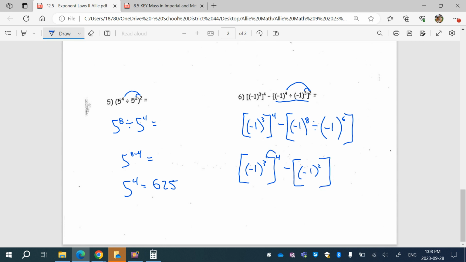Now let's distribute this one. And I think we can get rid of our square brackets at this point. So let's go negative 1 to the power of 12, subtract negative 1 to the power of 2. And let's go. I'm going to use my calculator off screen here so I don't have to do a million ones to the power of 12. So we get 1, subtract, and negative 1 to the power of 2, I think, is also just 1. 1 minus 1 equals 0.